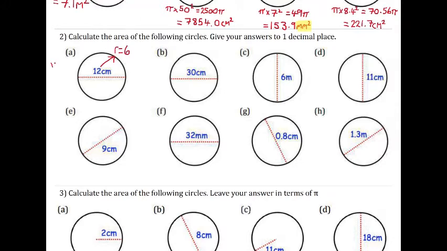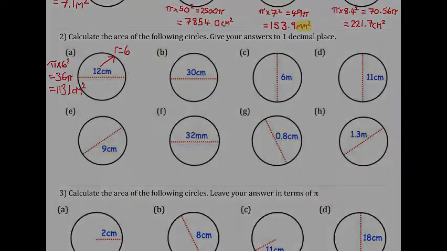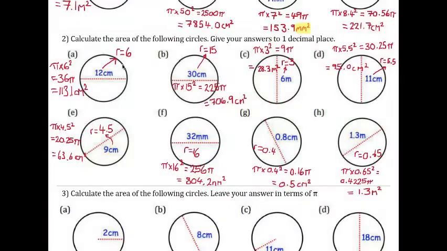We would then just do what we've been doing in the previous question, do pi times 6 squared. That would be 36 pi if we wanted it in terms of pi. But we don't in this question. So that would be 113.1. And remember to put units in, that would be square centimetres. Okay, I will let you have a go at the rest, and I'll pause the video here. Okay, there's the answers for question 2.